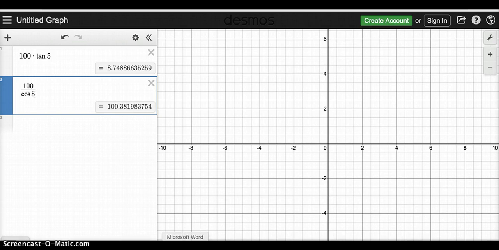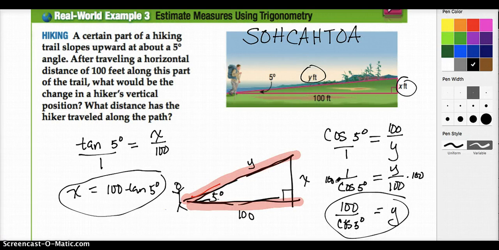And so let's go ahead and write those answers in. So this is about 100.38, and this one was 8.75, and this is all in feet. All right, so I hope that made sense. Let's go on to another example.